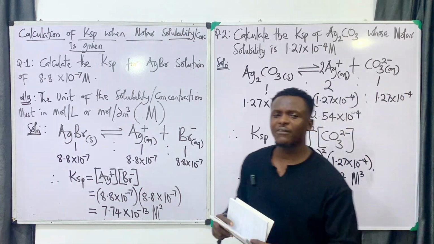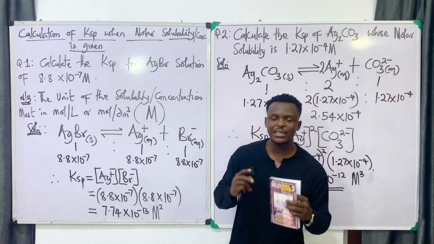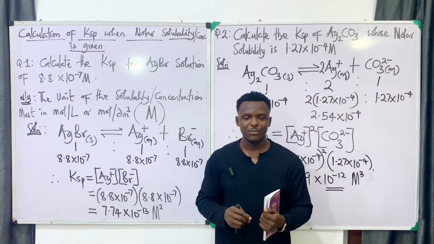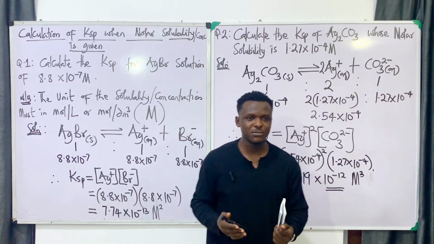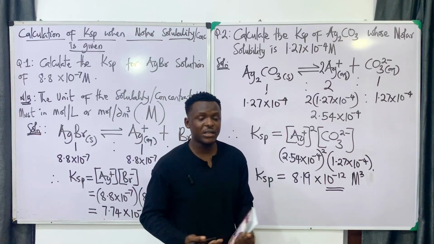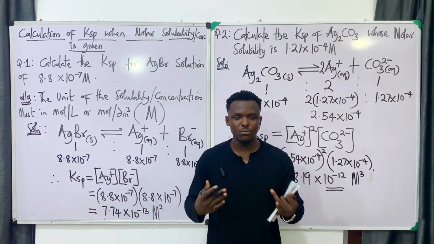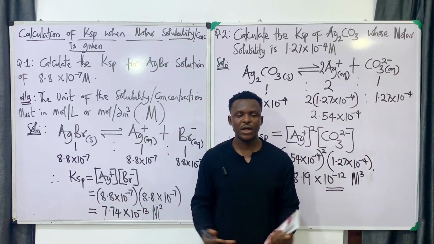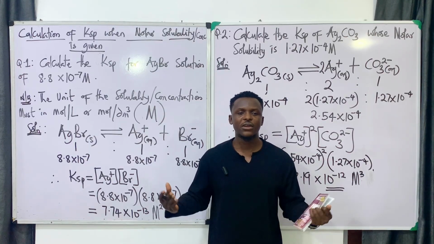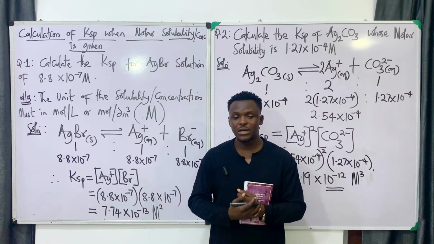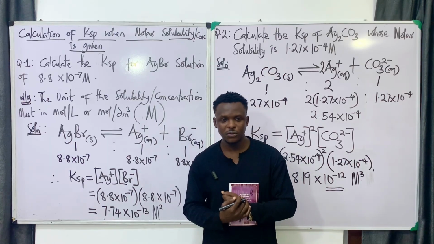Now, we have done 2 calculations using the direct unit of concentration, molar. But do not forget that all questions must not necessarily come as this. What if they give us concentration or solubility not in molar, but maybe in grams per liter or any other unit apart from molar? How do we solve it? Well, stay tuned and see how we're going to unravel the solving.